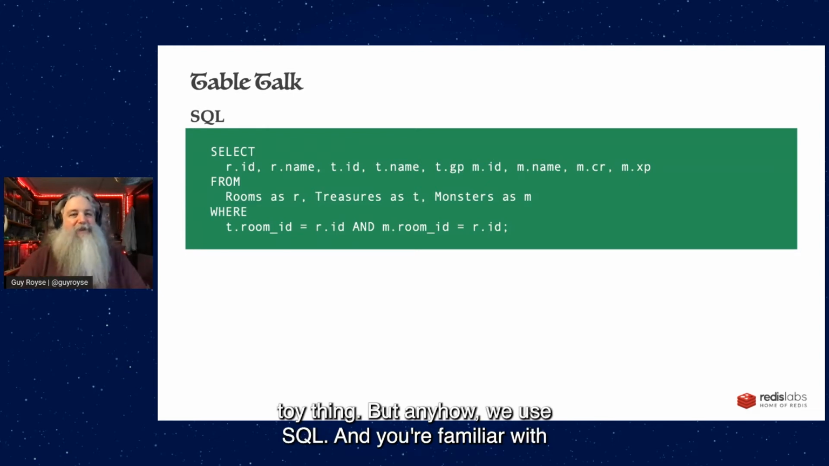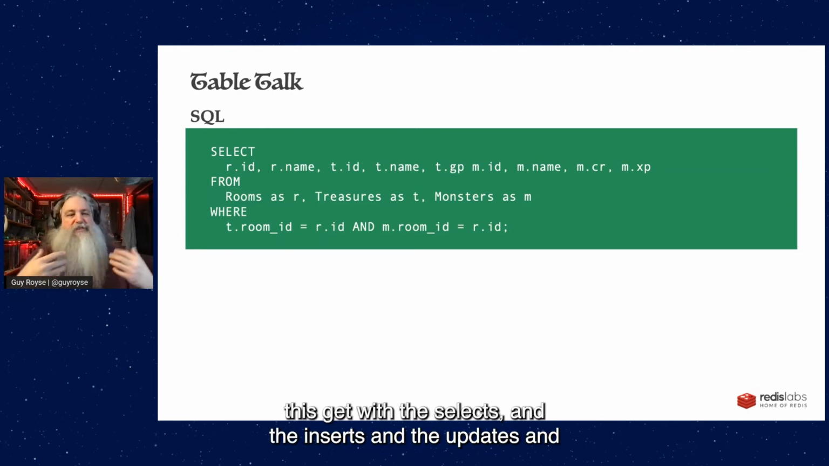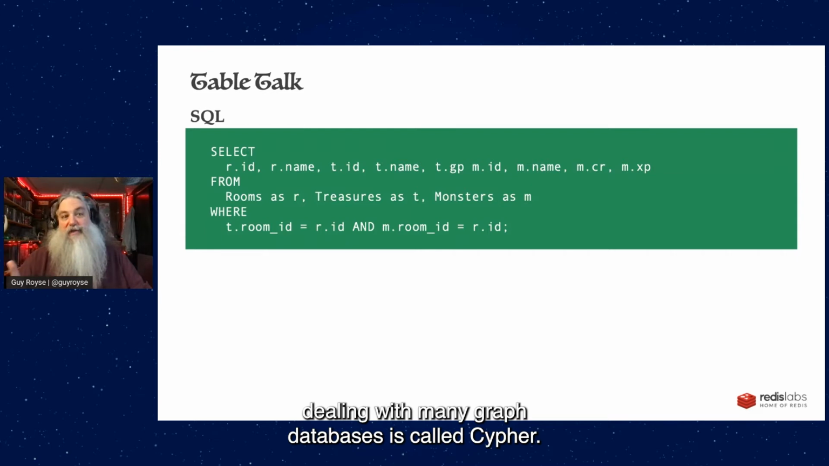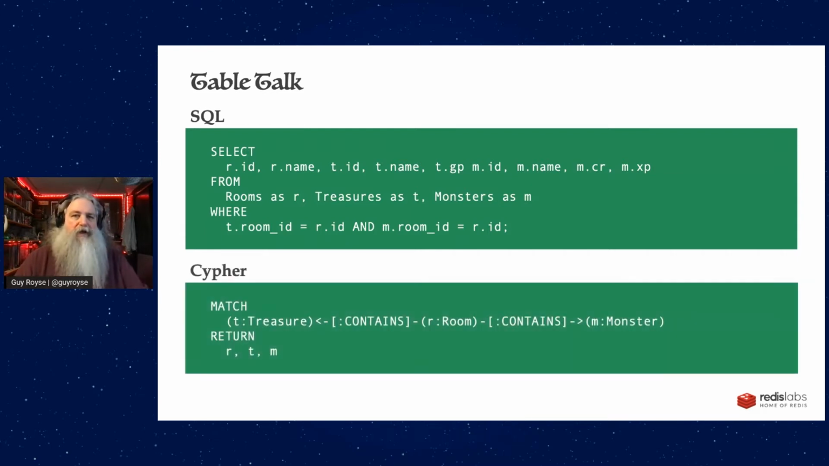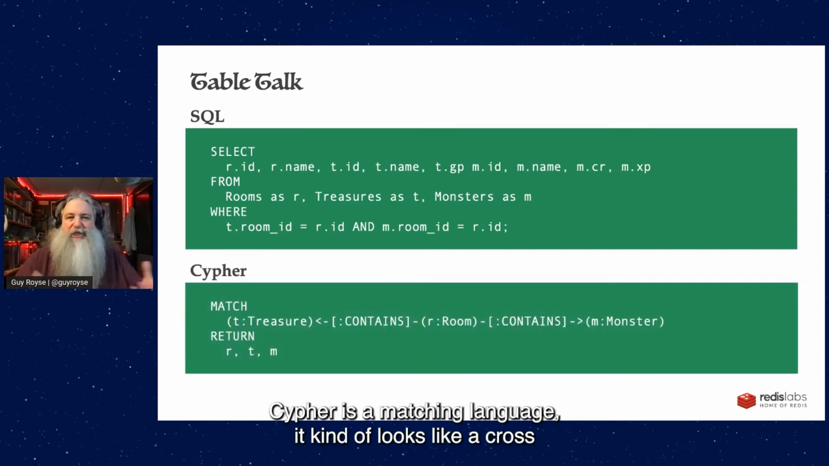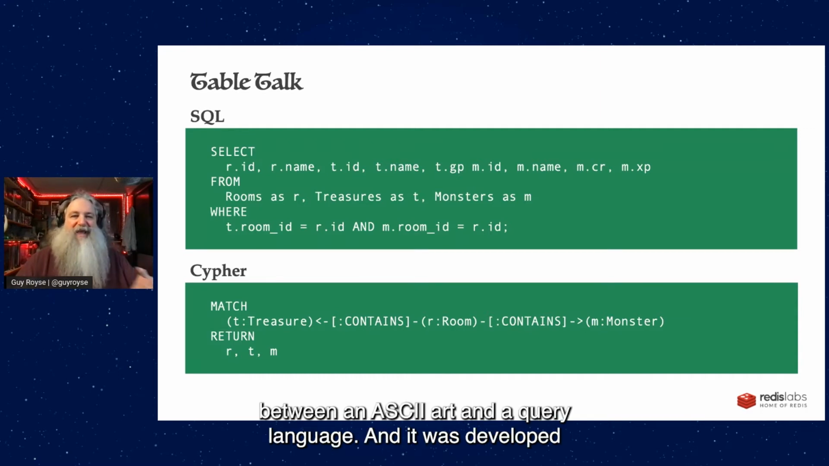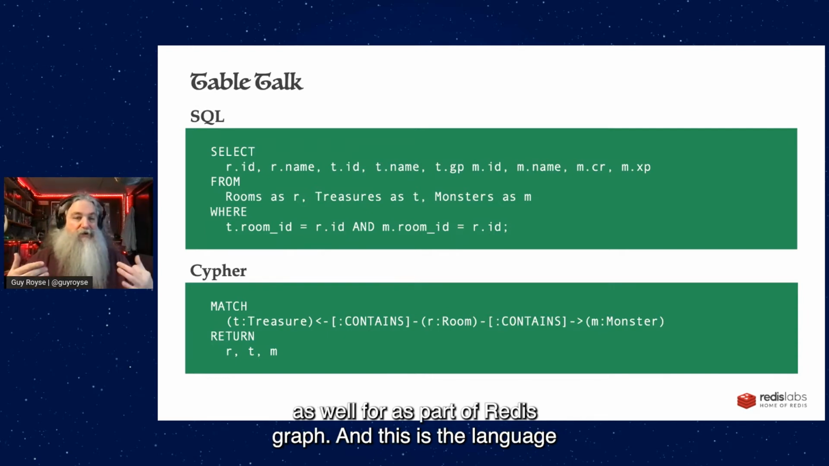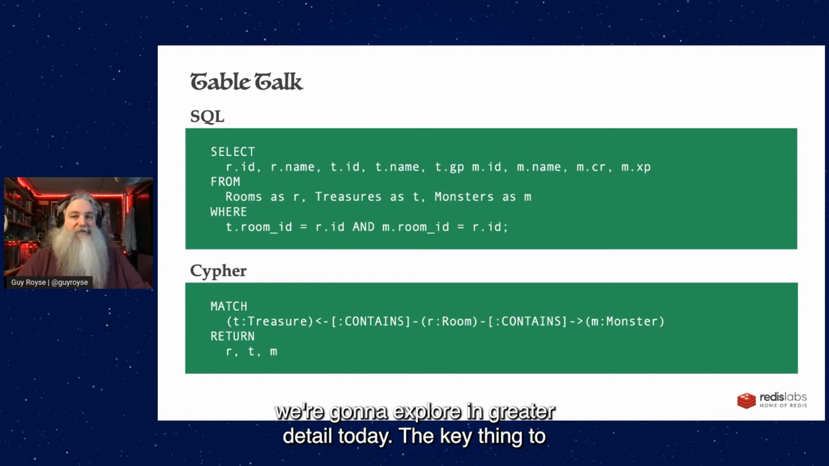But anyhow, we use SQL, and you're familiar with this, with the selects and the inserts and the updates and the joins and all that stuff. The comparable language for dealing with many graph databases is called Cypher. Cypher is a matching language. It kind of looks like a cross between ASCII art and a query language. It was developed by the folks at Neo4j, and we actually use it at Redis Labs as well as part of Redis Graph. And this is the language we're going to explore in greater detail today.